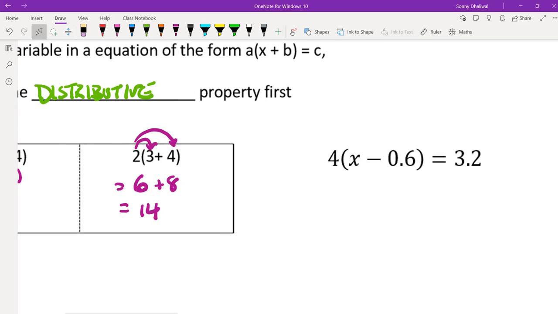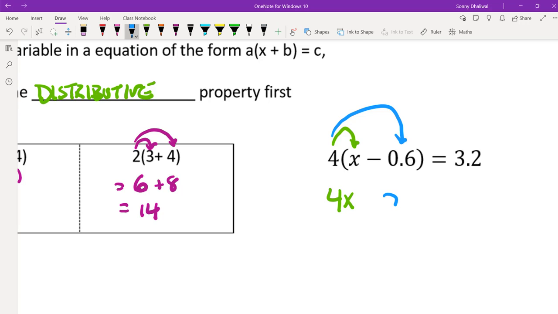So in a question like this, right here, we have x inside the brackets. And we can't combine anything inside the brackets, so there's no way to solve it if we didn't use the distributive property, because we need to get the x outside the brackets. So what we do is we apply the distributive property to make the x a single term by itself. So you go 4 times x is 4x. And we go 4 times 0.6, which should be 2.4.